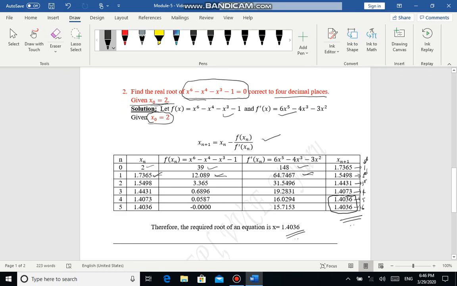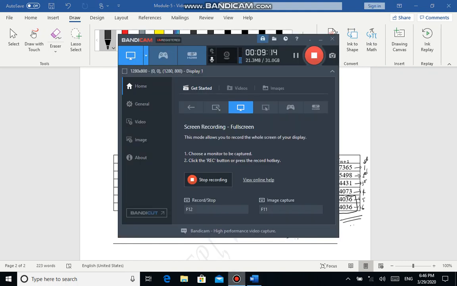This is the working procedure of the Newton-Raphson method for algebraic equations. In the next class, we'll explain how to solve problems of non-algebraic, that is transcendental equations, and the regula falsi method.